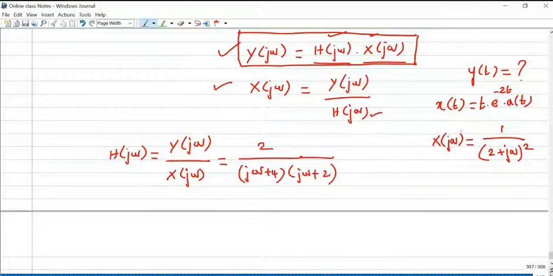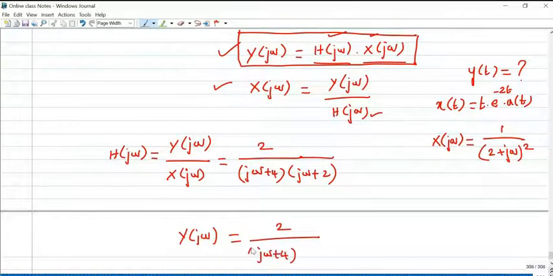Now the question is how to find y of t. To find y of t, first find y of j omega. Y of j omega equal to 2 times x of j omega divided by (j omega plus 4)(j omega plus 2). So this x of j omega, left side denominator, so right side it is numerator.